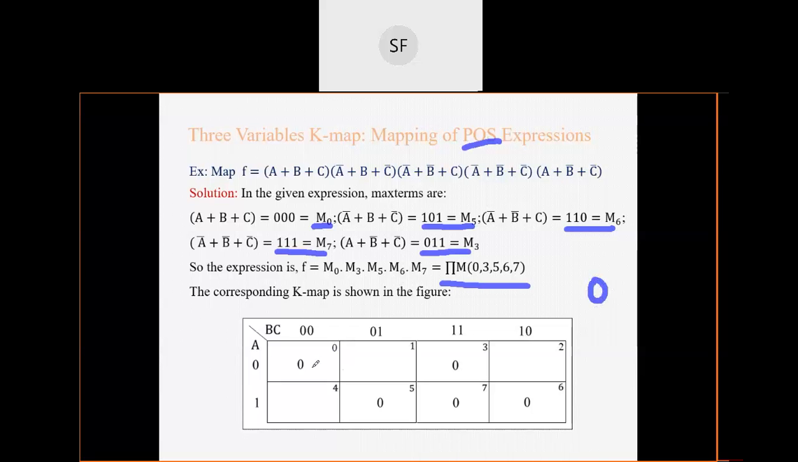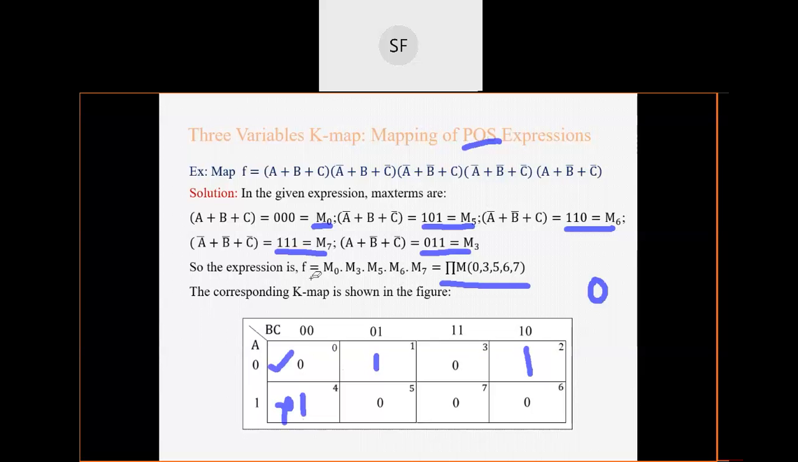So you can observe here I have put 0 for max term 0, max term 3, max term 5, 7 and 6. Okay, so total 5 zeros I have put. Remaining these cells you can either put as 1, or you can simply leave it blank, no problem, because we are not interested in 1 now, we are interested in zeros. In SOP form we are interested in ones, but in POS form we are interested in zeros.